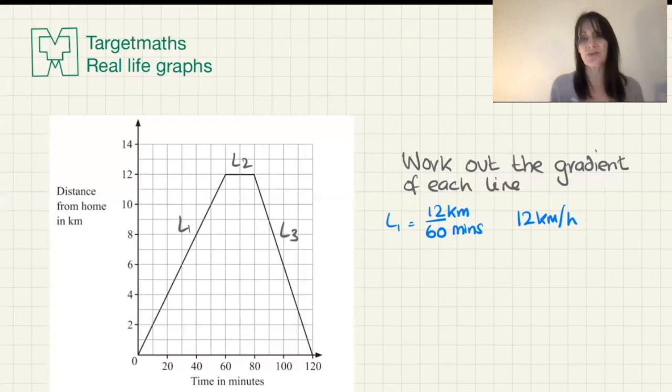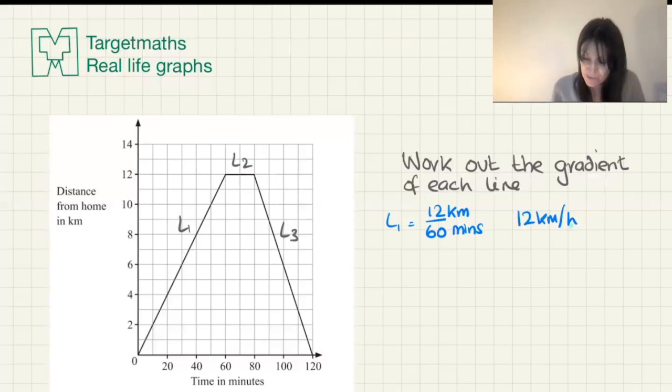It's not just the gradient's 12 over 60. Don't really know what that means. It's just 12 over 60. Here it is, I will travel 12 kilometers in 60 minutes. So it has context. Or I will travel 12 kilometers in every hour.